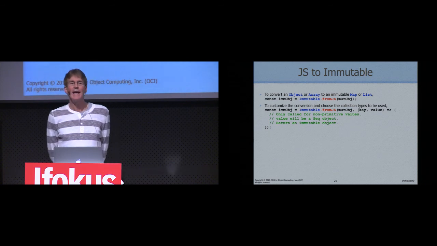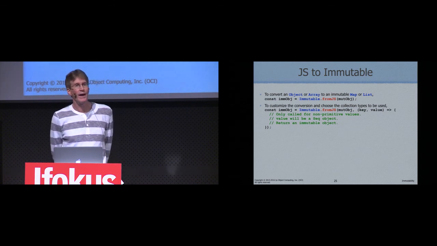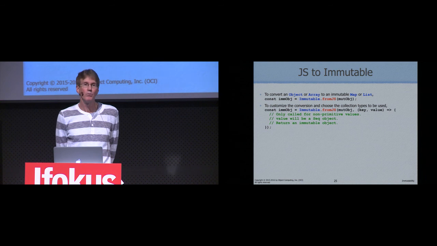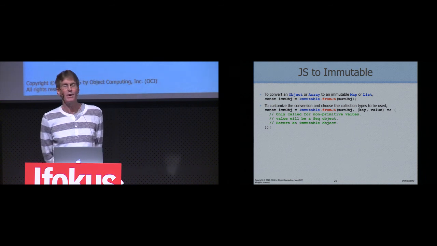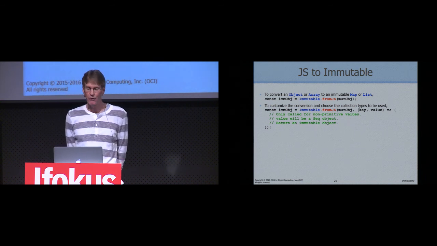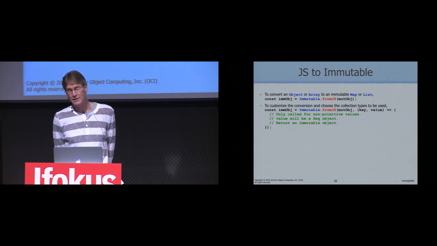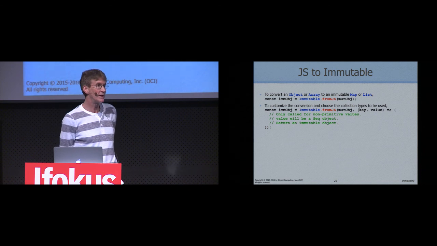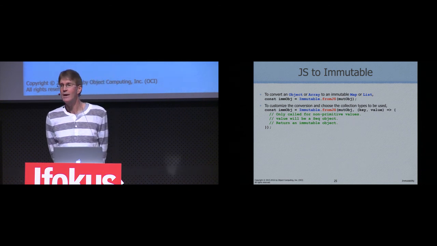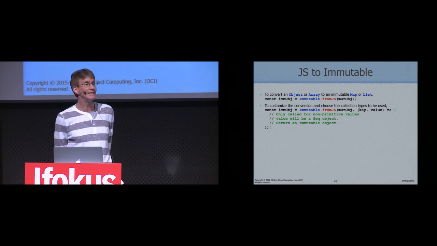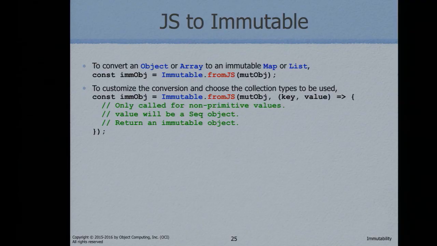If I've got a JavaScript object or an array and I want to create an immutable collection from it, there's a very easy way to do that. I just say immutable.fromJS, and I can pass it an array or an object, and it creates the right thing for me. If it's an object, I'm going to get a map. If it's an array, I'm going to get a list. And this is a deep operation, so if I've got an object that has a property that's an array, I'll get an immutable map that has an immutable list inside it.